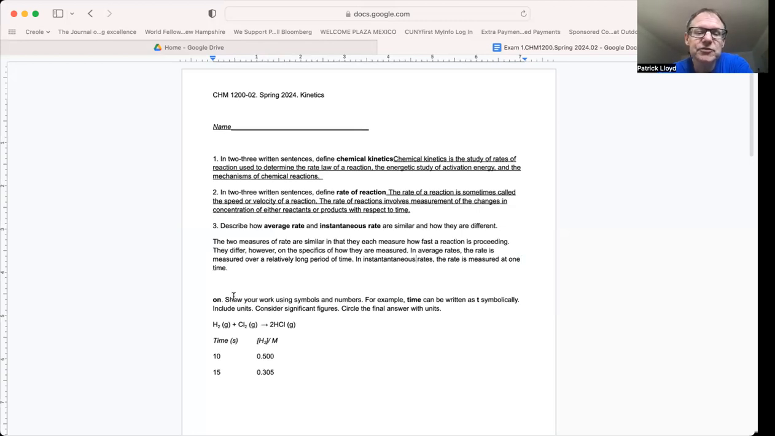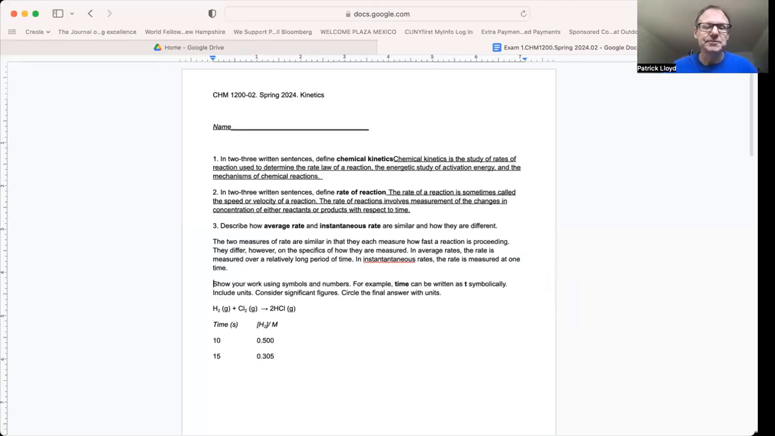All right, so let's take a look at the next one. The next one, we start getting into calculations. For this one, the idea is that we want to calculate the rate of reaction. To calculate the rate of reaction, we just need a change in concentration divided by a change in time. That's all the rate is, right?